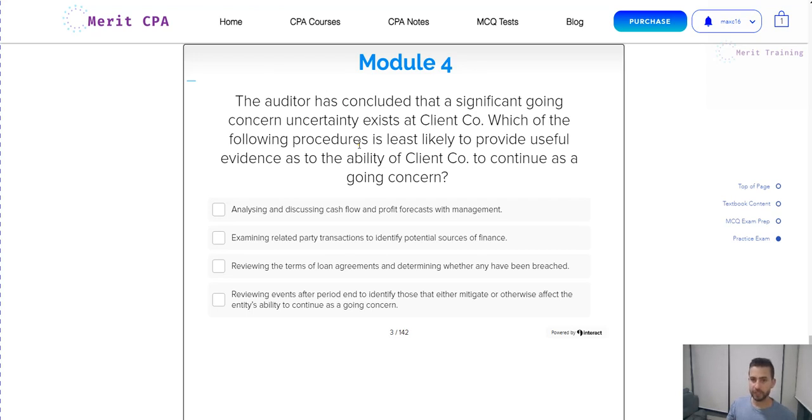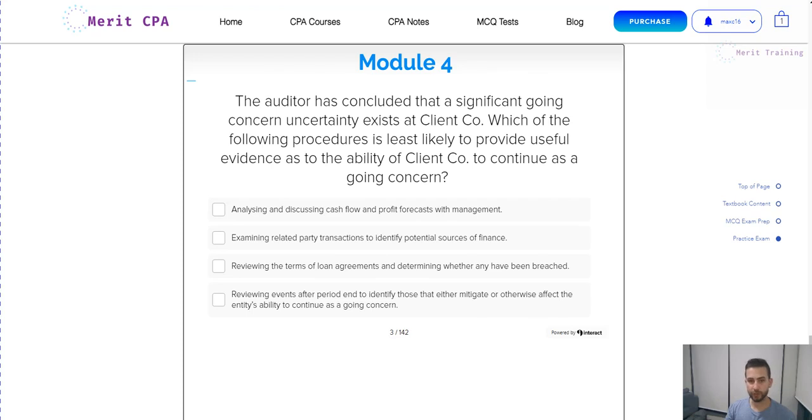Which of the following procedures is least likely to provide useful evidence as to the ability of Client Co. to continue as a going concern? So, we've talked about going concern in some of the previous videos as well. Just to quickly recap, going concern relates to the business's ability to continue to operate into the future, and that means having enough revenue and profit in order to sustain its short-term and long-term obligations, and that cash flow meets all of its obligations as well, right?